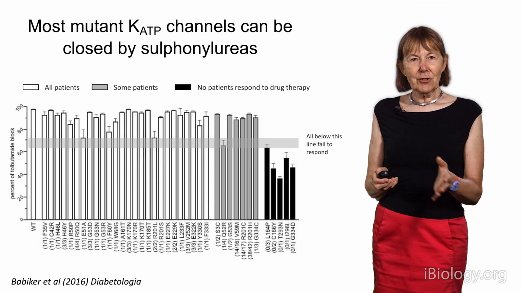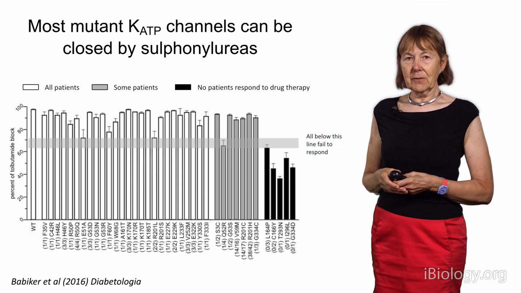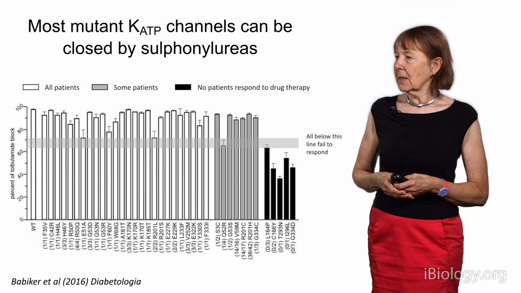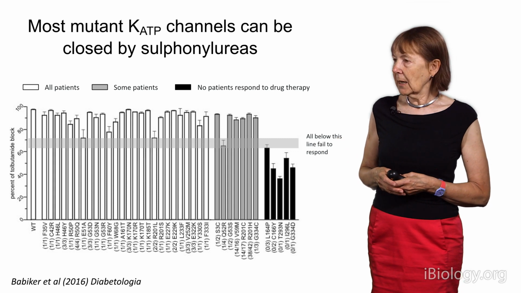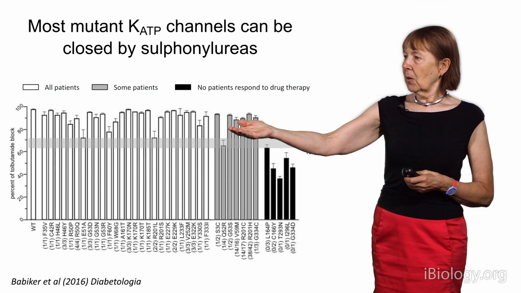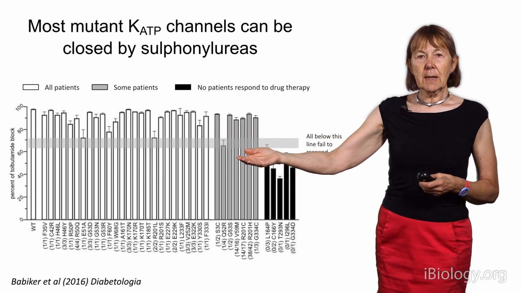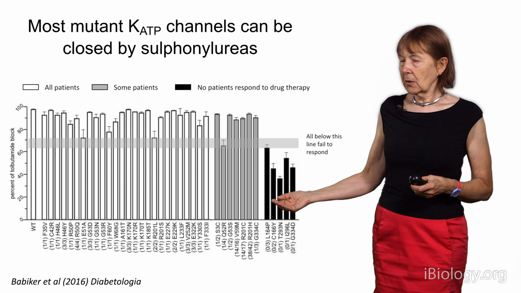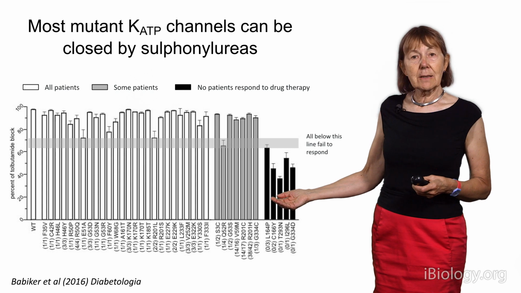So, interestingly, if we look at the mutant channels and how they are affected by sulfonylureas, here you see for many different mutations along the bottom, the percentage of block by the sulfonylurea tolbutamide. On the very far left, you see block of the wild type channel, which is almost 100%. And then here you see the block by mutations where all patients can transfer to sulfonylureas, where some patients transfer and others don't, and where no patients transfer. Now we know that for these patients here, who are indicated in black, the mutation in the ion channels they have prevents the sulfonylurea inhibiting the channel.